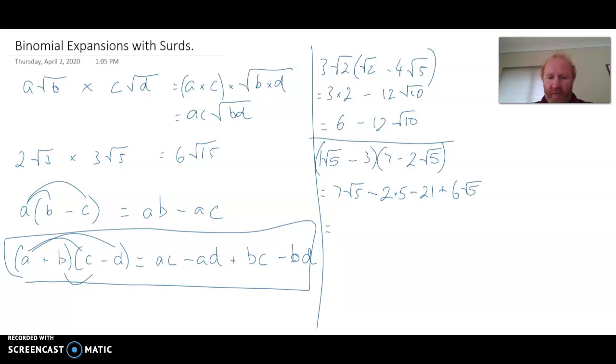Now as I look at this, I've got some like terms. I've got a root 5 here, and I've got a root 5 here. So 7 plus 6 is 13 root 5. I've got a 10 here and I've got a 21 here. They're both negative, so that's minus 31.